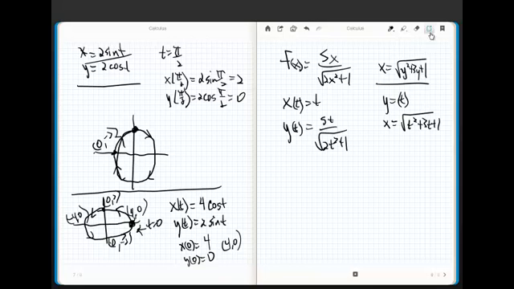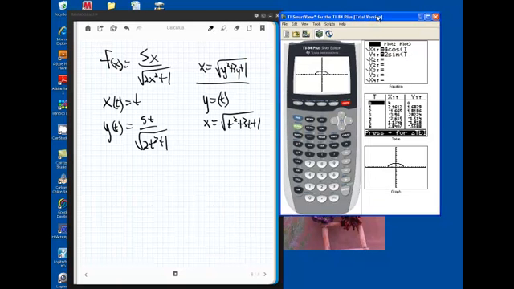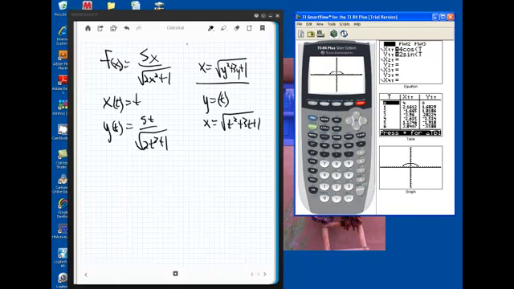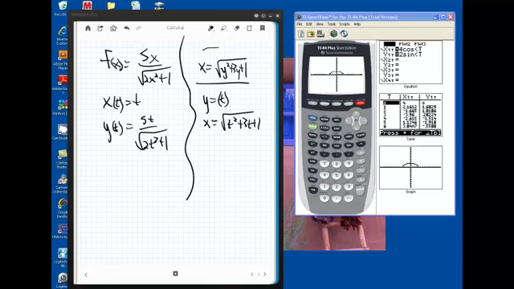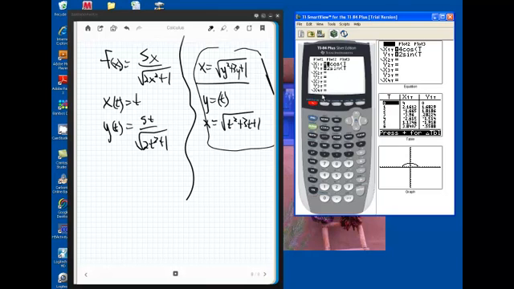So let's see. I've got to go back. I'm going to shrink this thing down and go back to my calculator. Let's have a look-see, because to be honest with you, I can guess at what this thing looks like. It's probably like half of a circle, but let's see, because it's the square root of something squared. So let's clear it out.